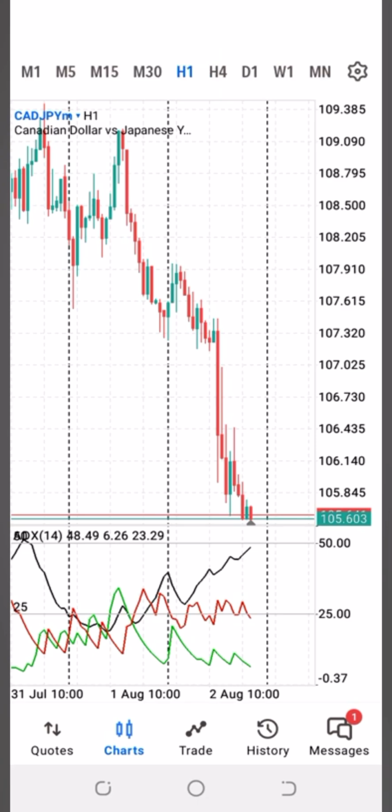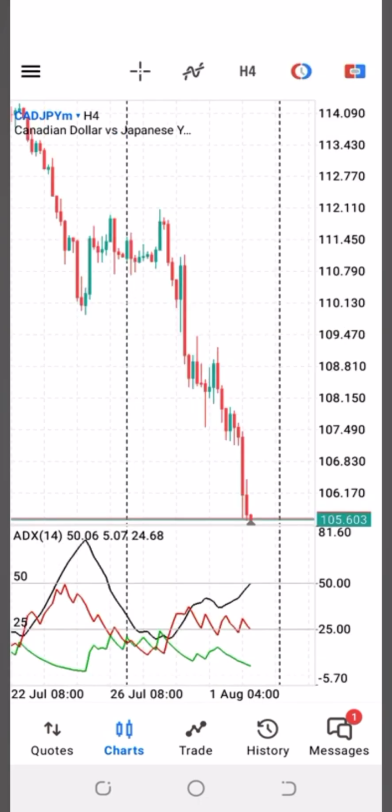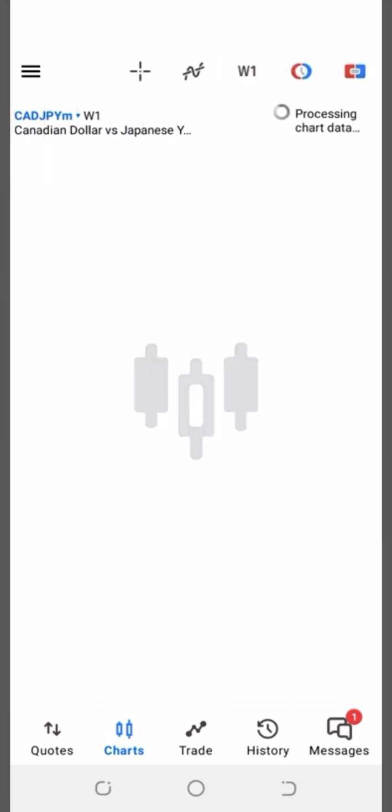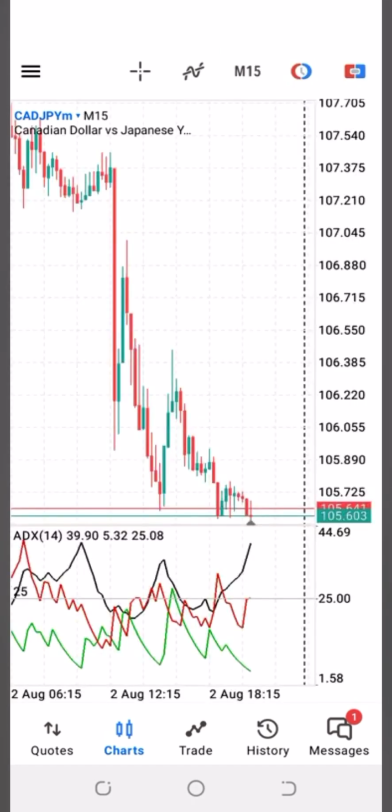Sorry, this is actually the time frame, not the symbol. So when you click on this, you can navigate to any of the time frames, maybe H4, 4 hour, W1, that's the weekly chart. You can also switch to the 15 minutes chart or whatever. Okay. So that is that.